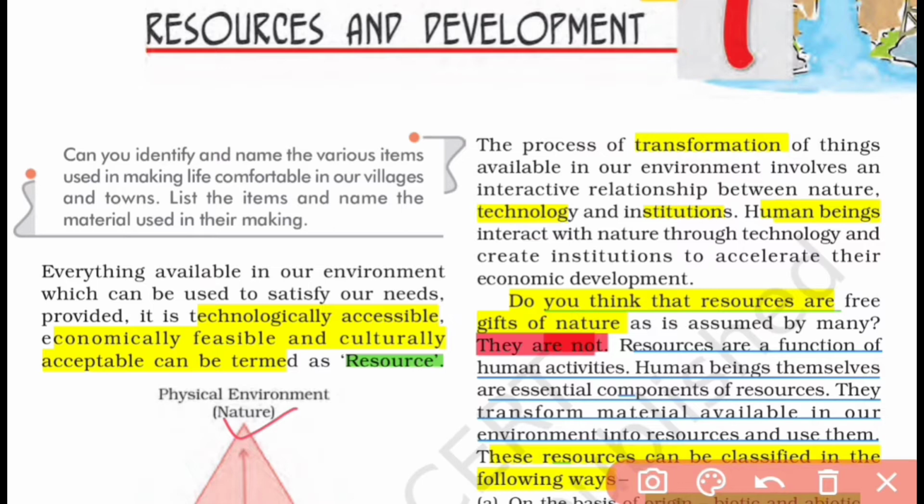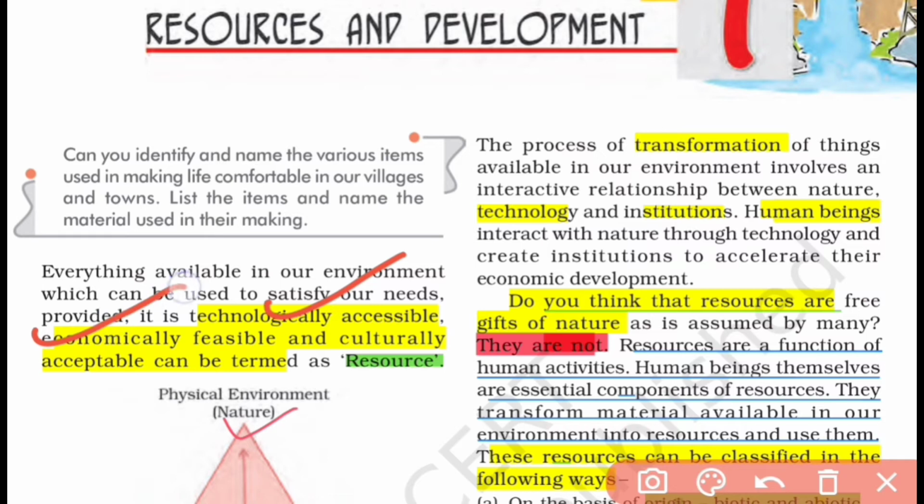Now, whatever materials are present in our environment which we are using to satisfy our needs, to be a resource, those materials need to fulfill 3 conditions. What are those 3 conditions? Condition number 1, technologically accessible. Now the meaning of this is that with the help of machines and tools, we should be able to extract the minerals from the environment.